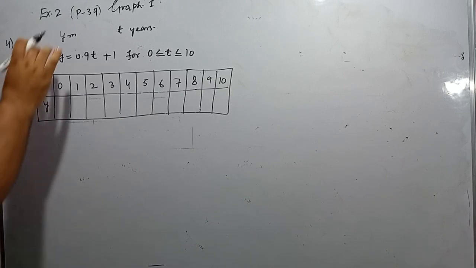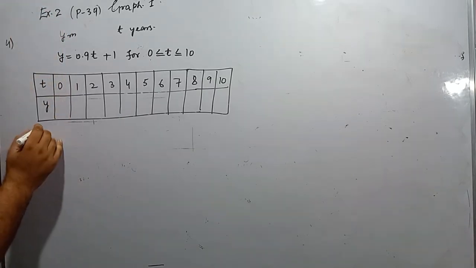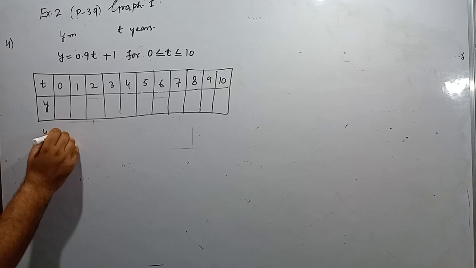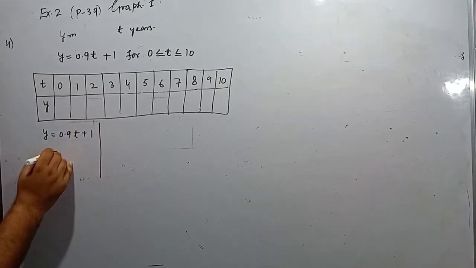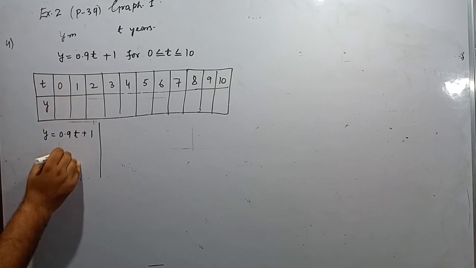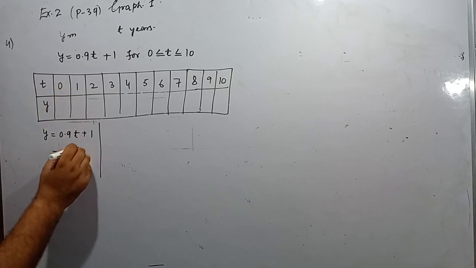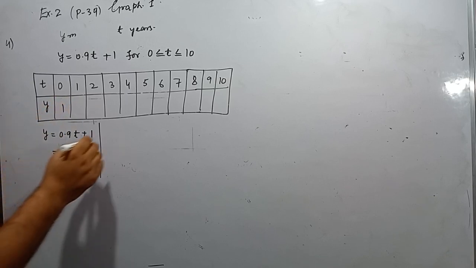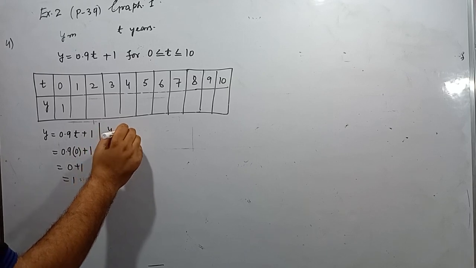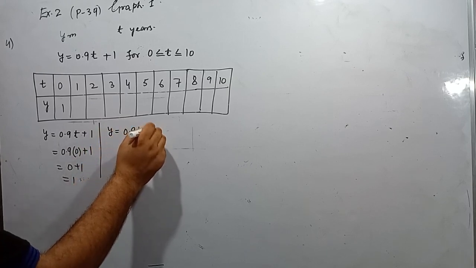Now we will find the corresponding value of y. We have the formula y is equal to 0.9t plus 1. First we will substitute 0: 0.9 in place of t I will write 0, then plus 1. It is 0 plus 1, which is equal to 1, so I will write 1 here. Now next, y is equal to 0.9t plus 1.